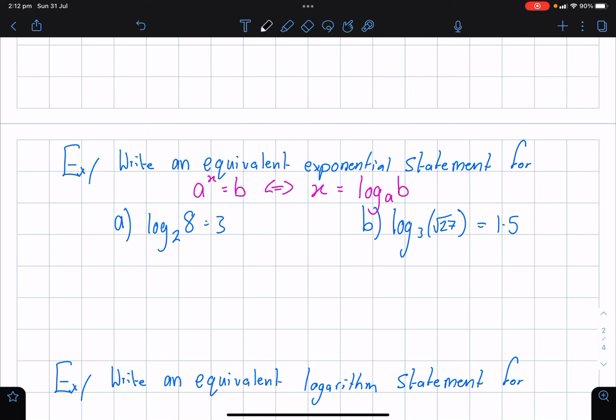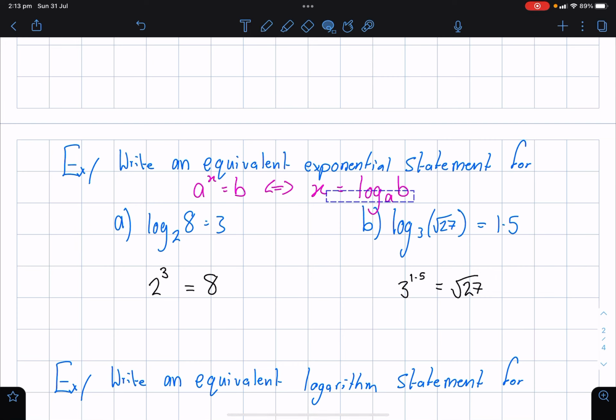So my a value in this first expression is 2. All right, my x value is 3, and then that is equal to 8, which is my b value, which is a correct statement. 2 cubed is indeed equal to 8. Same process we're going to use for part B. So my a value is 3. That's what my log is to the base of. My x value is what the whole thing's equal to, so 1.5. And then we've also got the b, which is what it's equal to, which is inside the log, which is the square root of 27. Now, if you did that on your calculator, you would see that that is in fact true as well.